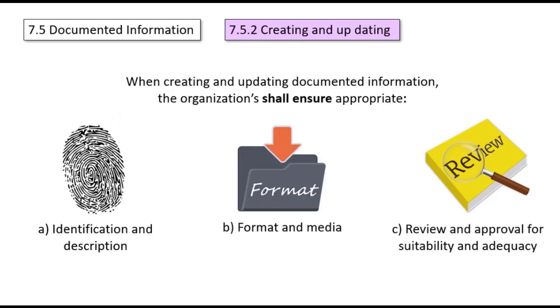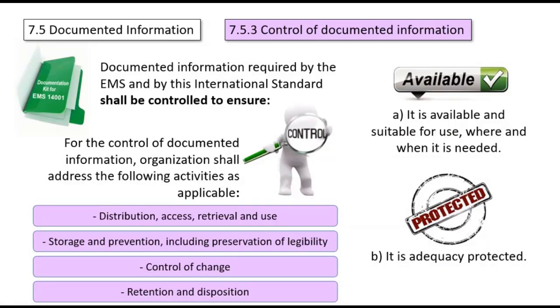Next, 7.5.2 Creating and updating. In this requirement, when creating and updating documented information, the organization shall ensure appropriate: A. Identification and description, B. Format and media, C. Review and approval for suitability and adequacy. And this documented information required by the EMS and by this International Standard shall be controlled to ensure it is available and suitable for use where and when it is needed, and that it is adequately protected.